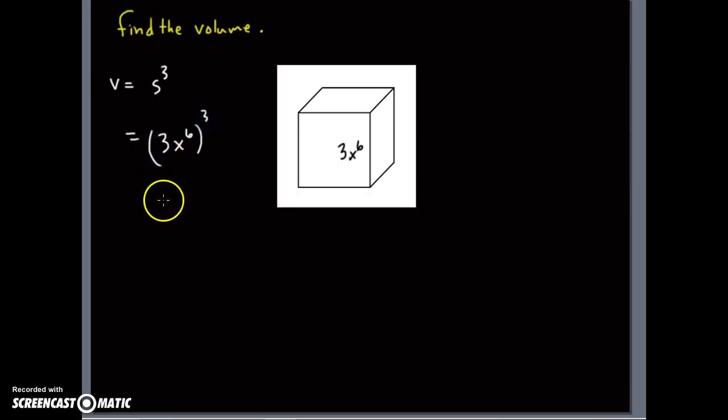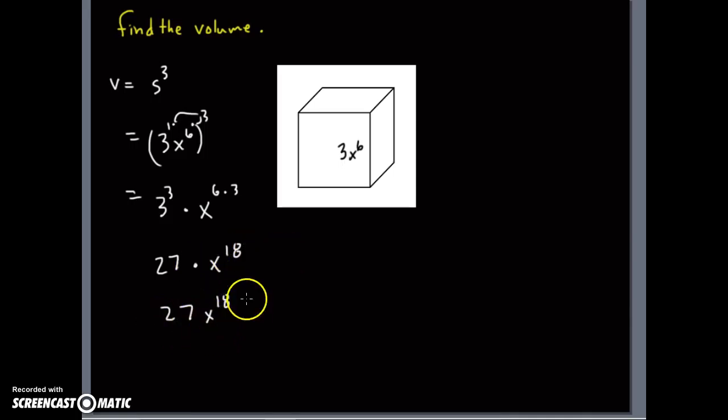So we're going to use the power rule here. Distribute that power. So we got 3 to the 3rd times x to the 6 times 3. 3 to the 3rd is 27 times x to the 18th. And we can finally write that without the dot. So our volume here is 27x to the 18th.